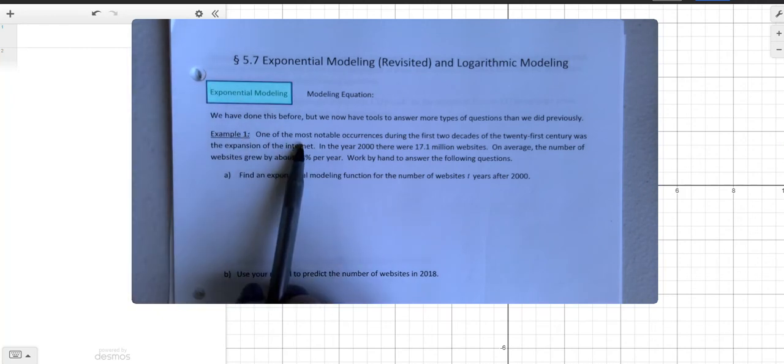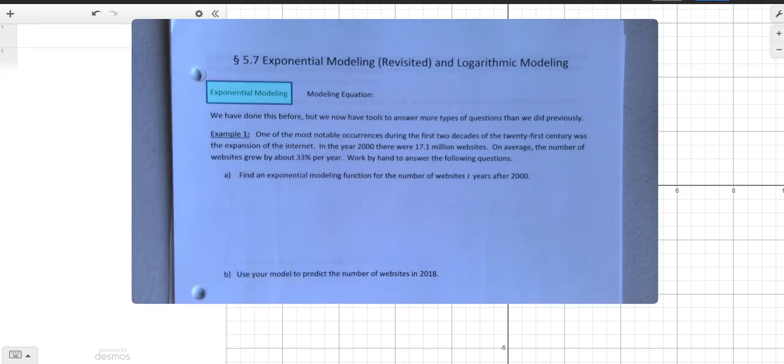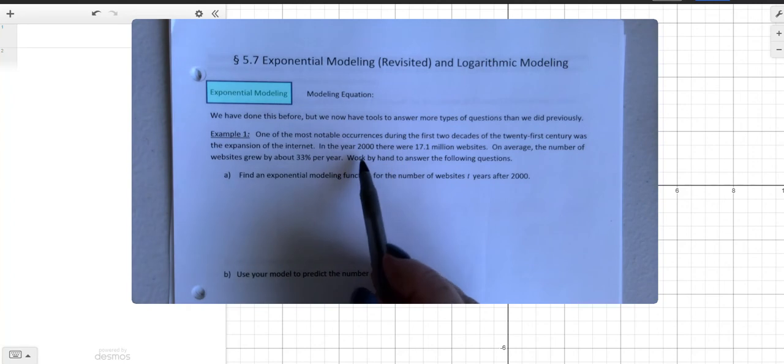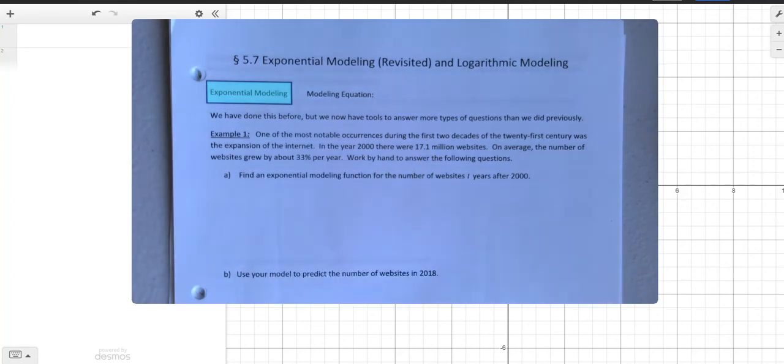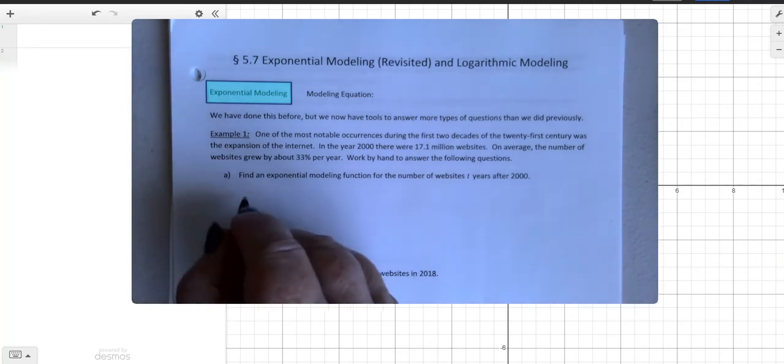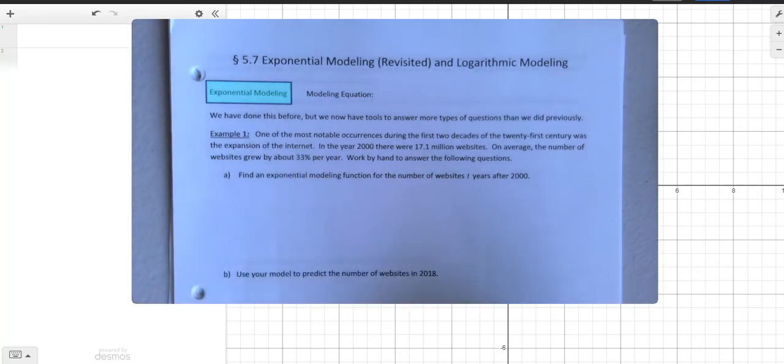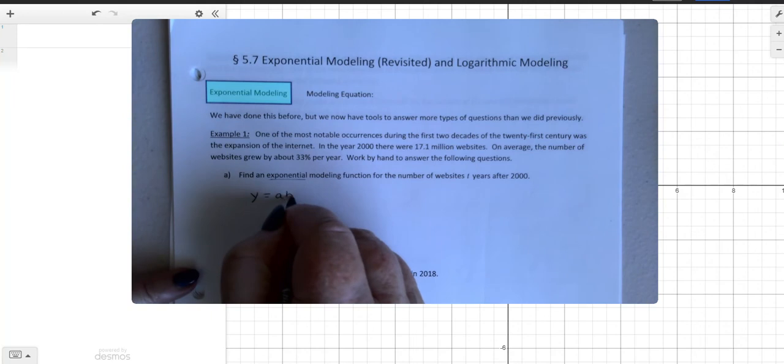One of the most notable occurrences during the early part of this century was the expansion of the internet. In the year 2000, there were 17.1 million websites, and on average, the number of websites grew by about 33% per year. We are supposed to work by hand, first to find a modeling function, where t is years after 2000. So I'm thinking, well, this is a percent growth. Anytime I have a constant relative growth rate, I always use exponential functions, and it tells me exponential anyway. So I know I'm going to go for y equals a b to the t, basically.